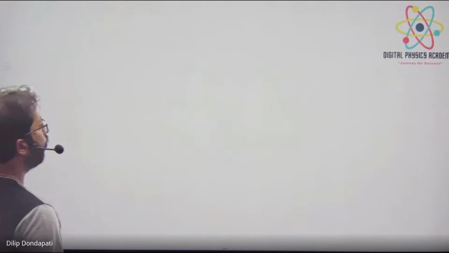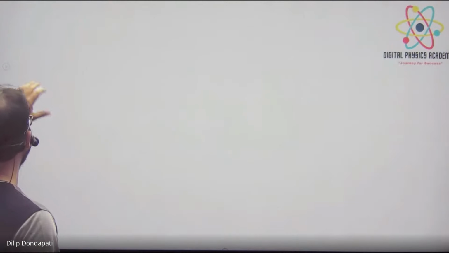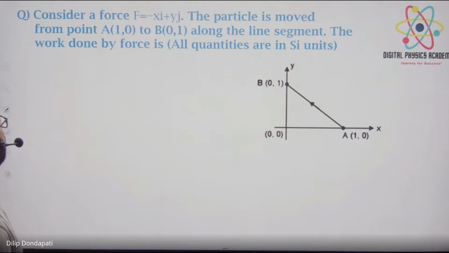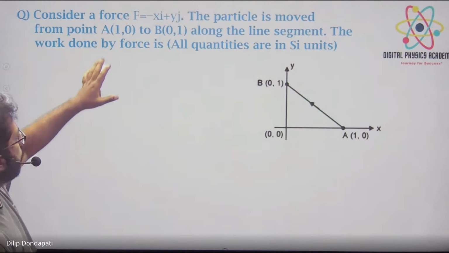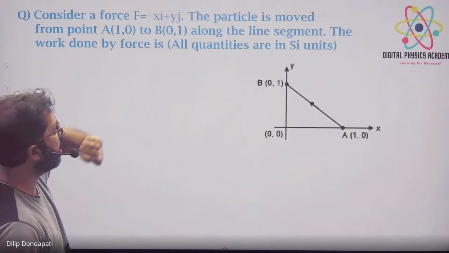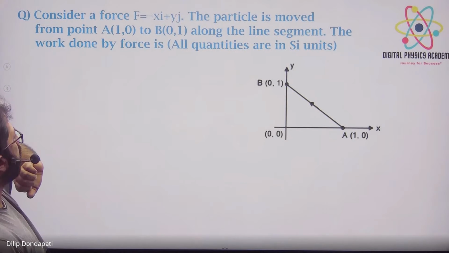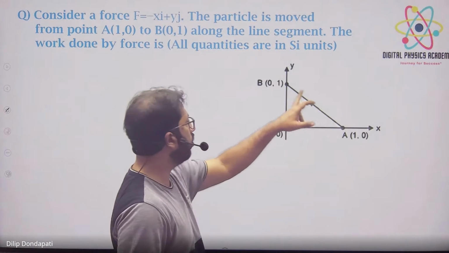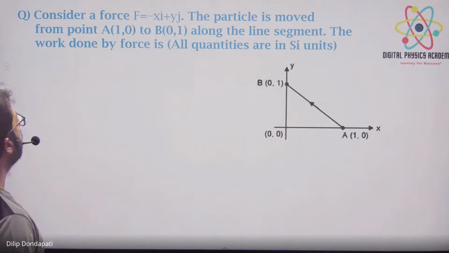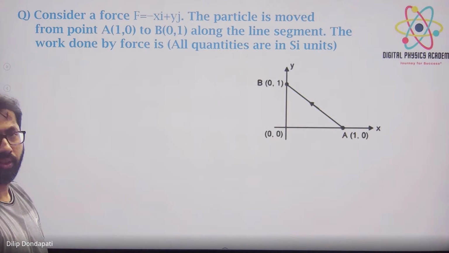चलो, so variable force के some more JEE Mains questions will do. The force is given as minus xi cap plus yj cap. The particle is moved from a point (1, 0) to (0, 1), A to B is moving. The work done by the force is how much? Work done by the force.